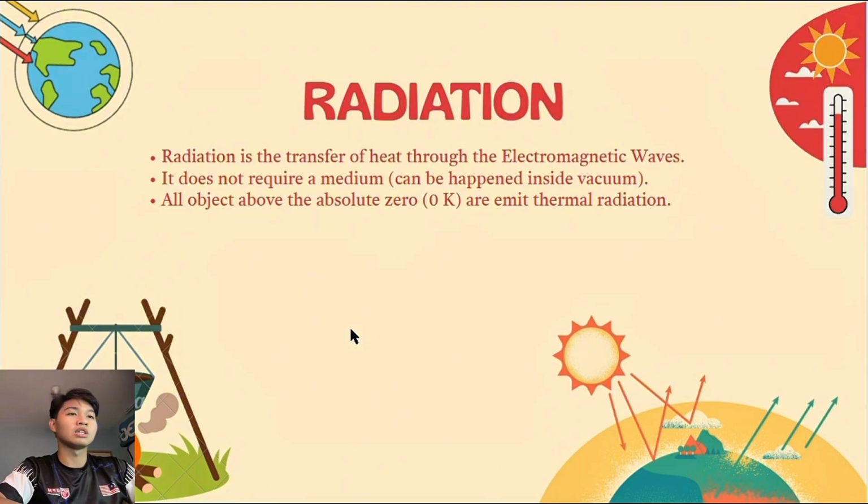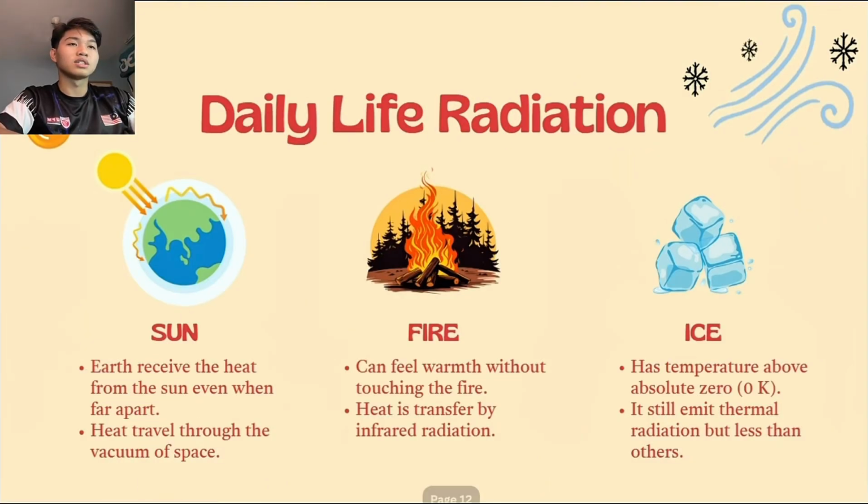Next is daily life radiation: the sun, fire and ice. For example, Earth receives heat from the sun even when far apart, and the heat can travel through the vacuum of space. For fire, you can feel the warmth without touching it directly, and the heat is transferred by infrared radiation. For ice, the temperature is above 0 Kelvin, and thus it will emit thermal radiation, but less than others because it is cold.